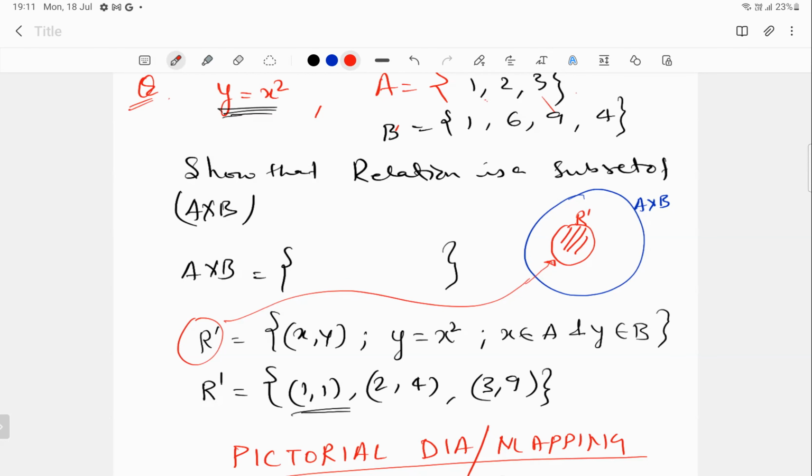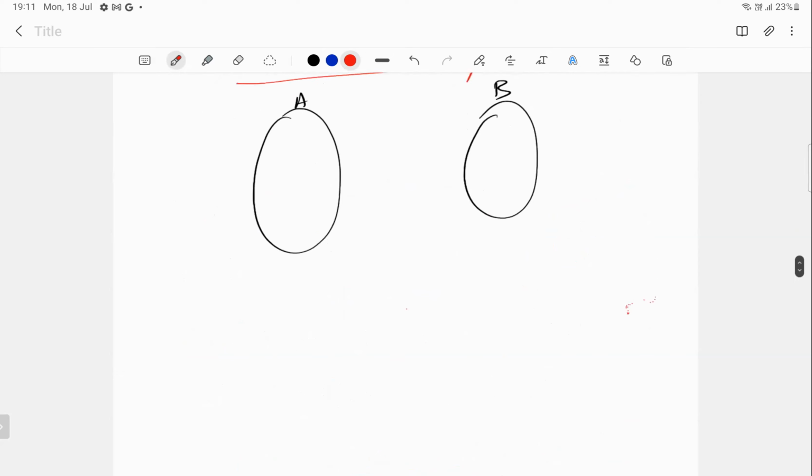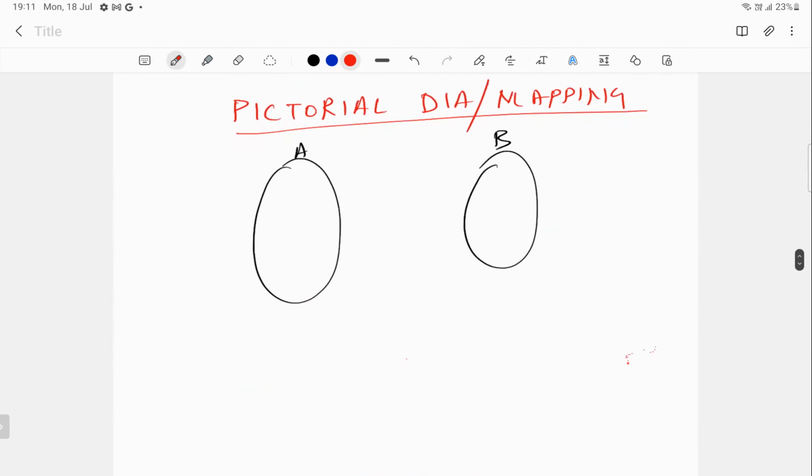Okay, we'll study this part. First, let's study this pictorial representation. Now, in A, let's say the elements are 1, 2, and 3. This is what we had, right? And in B, what we had was 1, 4, 1, 6, 9, right?